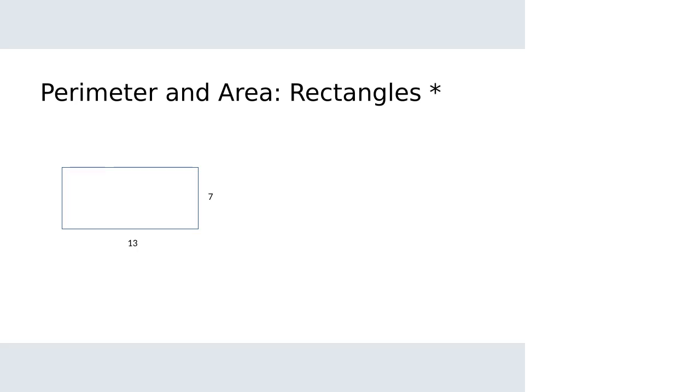Let's try them. So here's a rectangle. It's 13 by 7. So the length is 13, the width is 7. What I want to know is what is the perimeter and what is the area? I'm going to set up a poll for you to tell me the perimeter and area of that rectangle. So find the perimeter and the area of that rectangle, and you can answer in that poll.